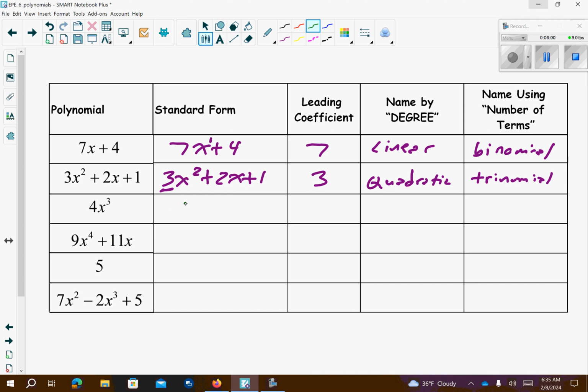Okay, standard form is just like this. My leading coefficient is whatever is at the base of the highest exponent as far as the number goes. Named by degree, this is a trinomial, or excuse me, this is cubic. And then we only have one term, so that's called a monomial.